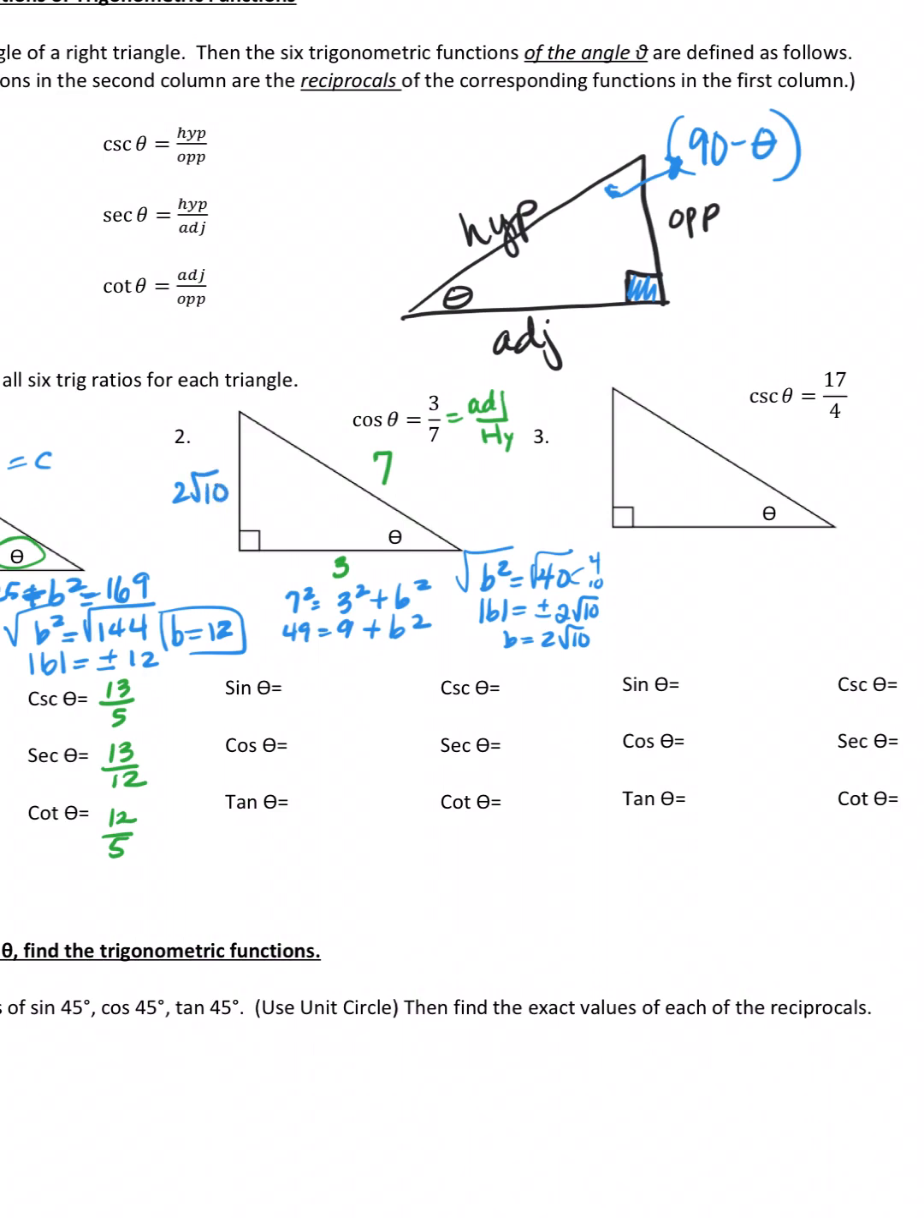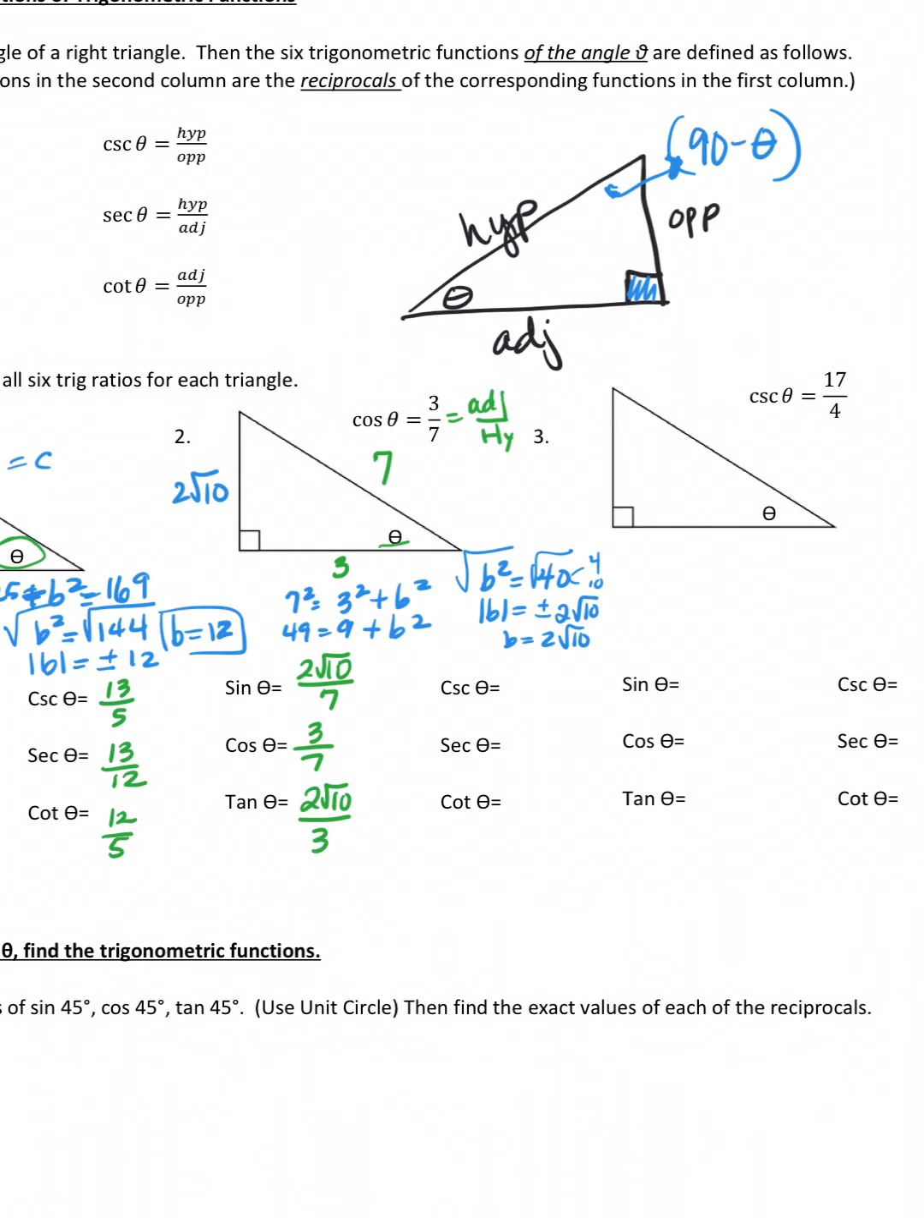All right. So let's come back to our ratios. The sine of theta is the opposite, 2 square roots of 10 over 7. Cosine would be the adjacent over 7. They gave us that, right? The tangent is opposite, 2 square roots of 10 over adjacent.